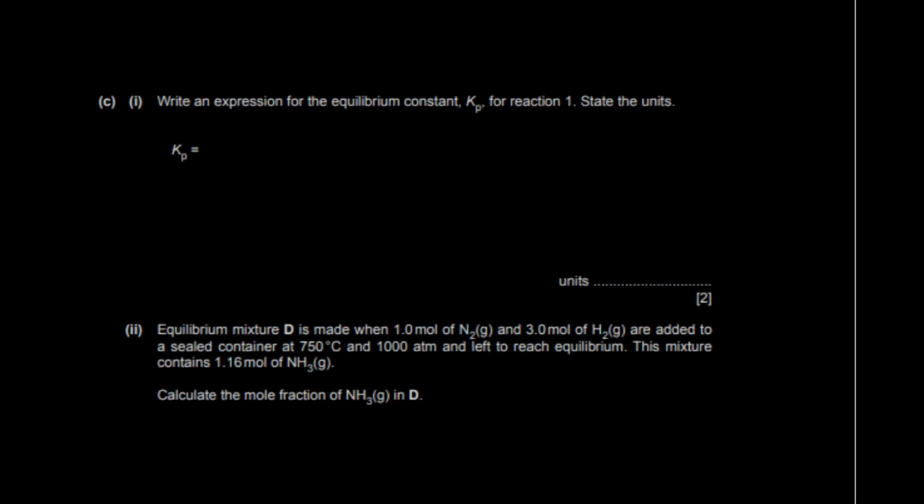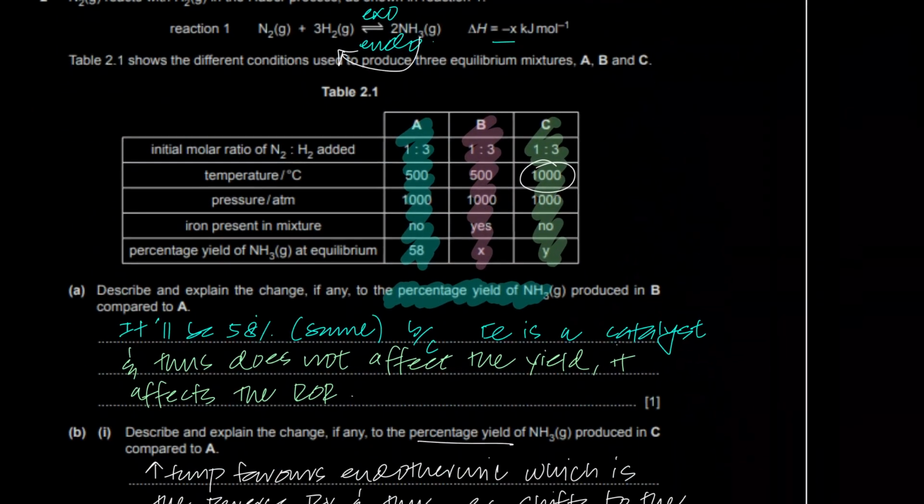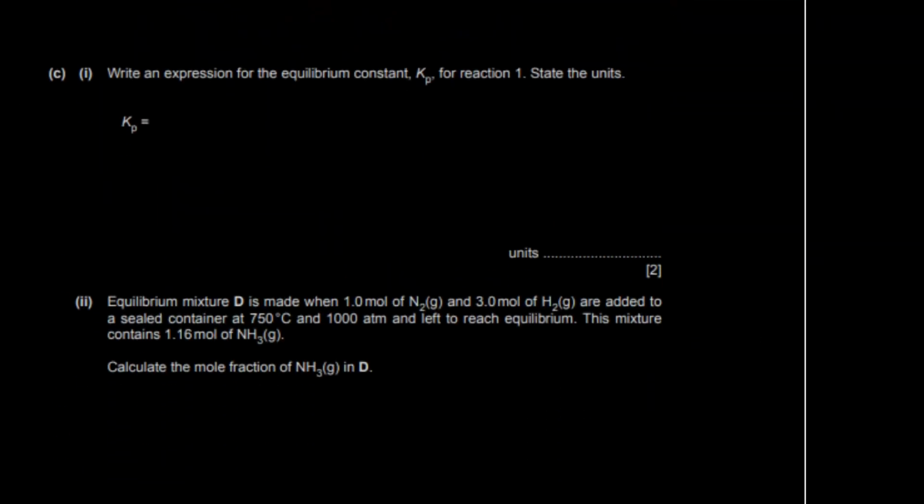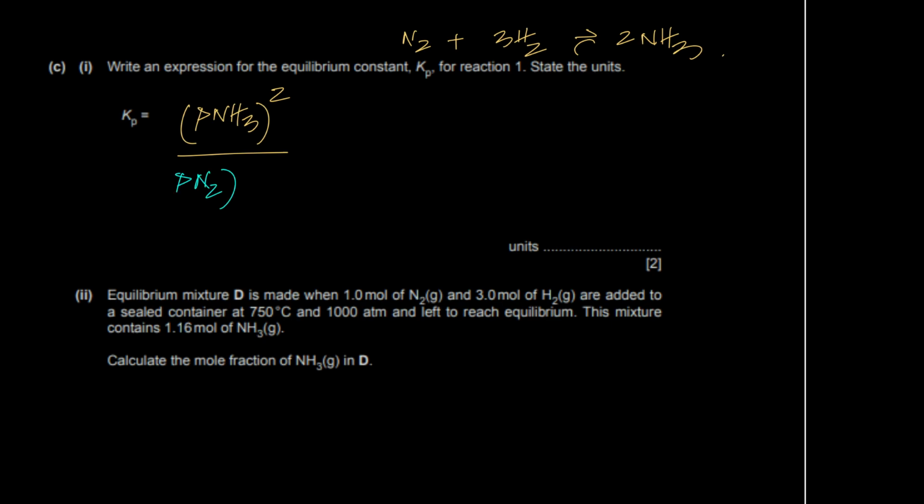Write the Kp expression for reaction 1. Reaction 1 is N2 plus 3H2 gives me 2NH3. What's the Kp? Products over reactants, and we write a slanted P with it. So P NH3 squared, raised to its coefficient, divided by P N2 and then P H2 cubed. That's it. What are the units?